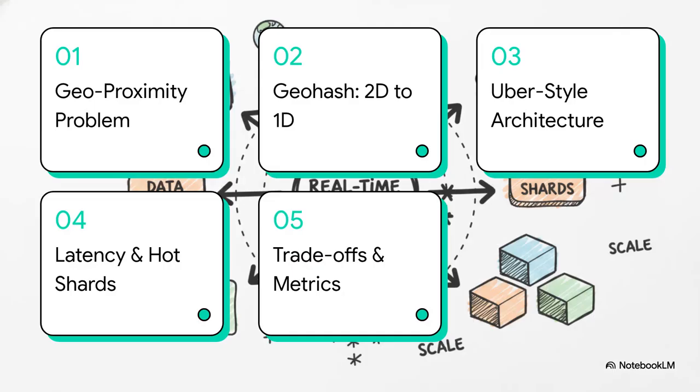So here's our roadmap for the explainer. We're going to start with the core problem, learn how to flatten our 2D world into a 1D line using geohashes, build out an Uber-style architecture, tackle the harsh reality of latency and hot shards, and finally wrap up with the trade-offs and observability metrics you need to keep it all running.